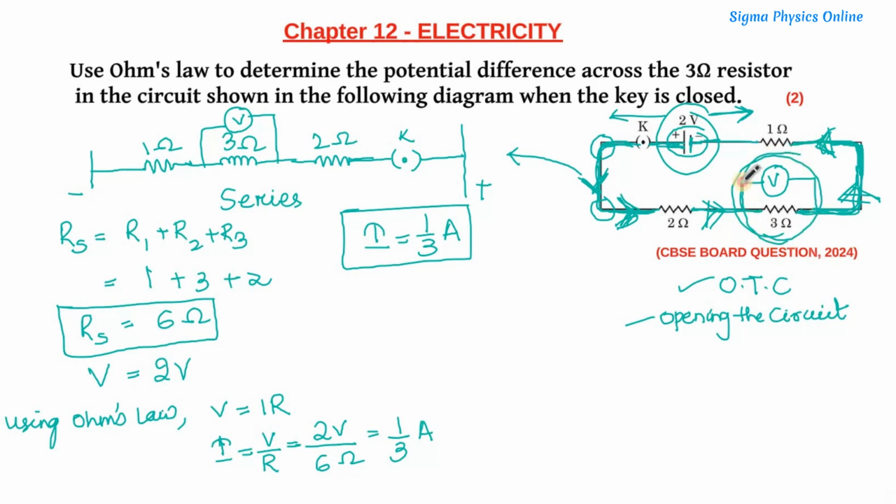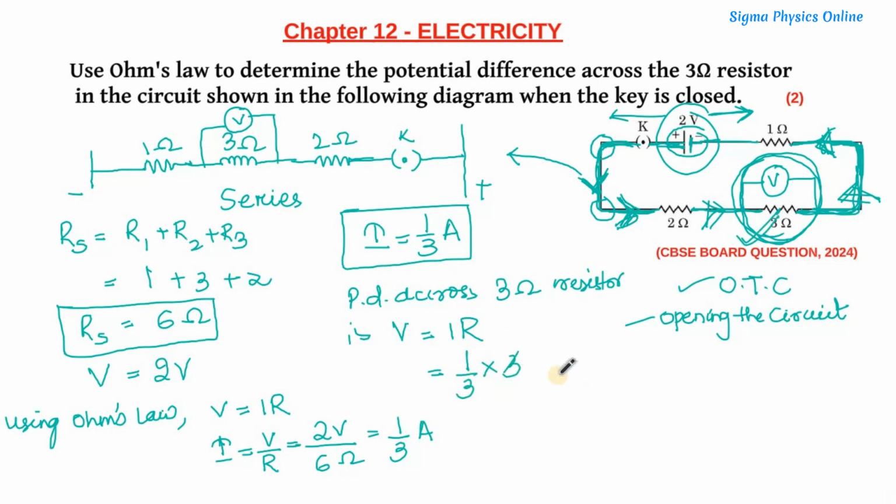So in order to find out the potential difference across this 3 ohm resistor, we'll again have to apply Ohm's law. So let's write down. So the potential difference across the 3 ohm resistor is V is equal to I R. Current value we found out is 1 by 3 into the resistance value given over here is 3 ohm. So this 3 and 3 cancels. It is 1. Hence the potential difference across the 3 ohm resistor is 1 volt. So this is the answer to this question, that is the potential difference across the 3 ohm resistor is 1 volt.